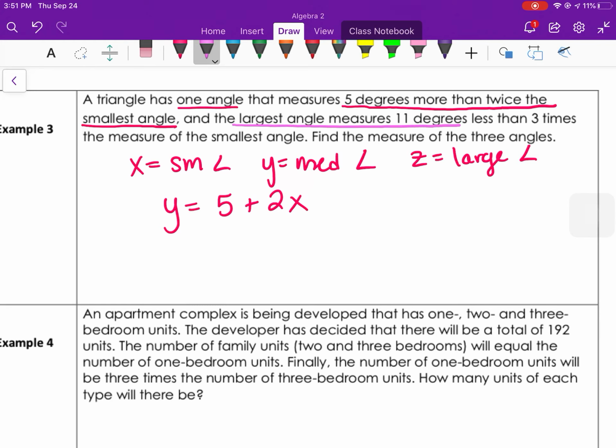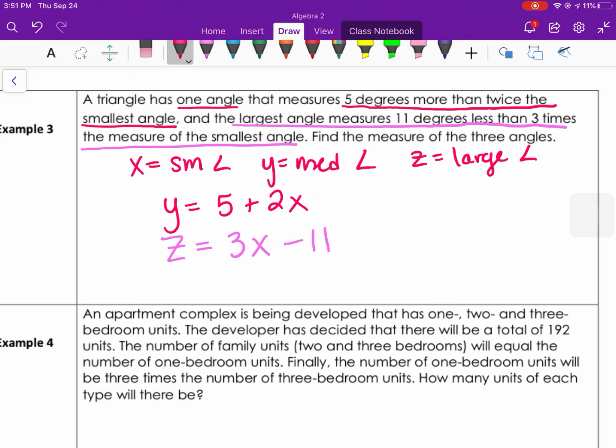Then it says that the largest angle measures 11 degrees less than 3 times the measure of the smallest angle. So the largest angle, z, equals 3 times the measure of the smallest angle minus 11 for 11 degrees less. And it doesn't have any more information. So now, if you know that you have 3 variables and you need 3 equations, then you have to think, well, what am I missing here? What would be my third equation?